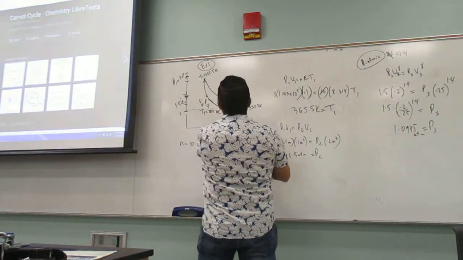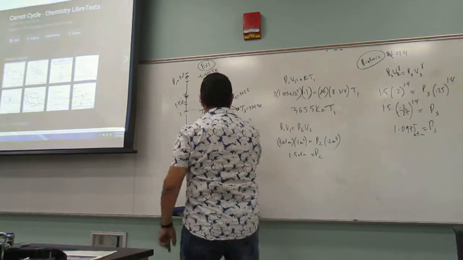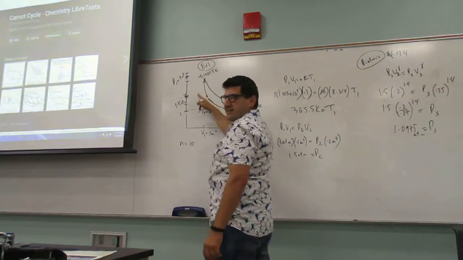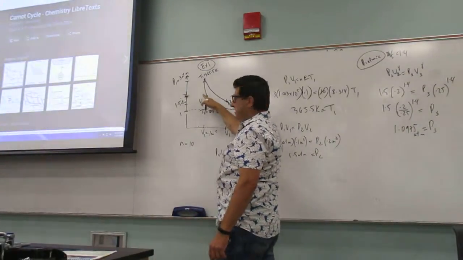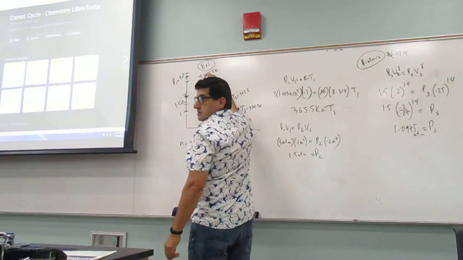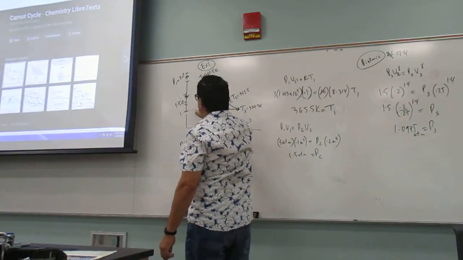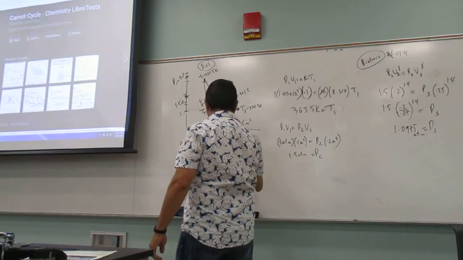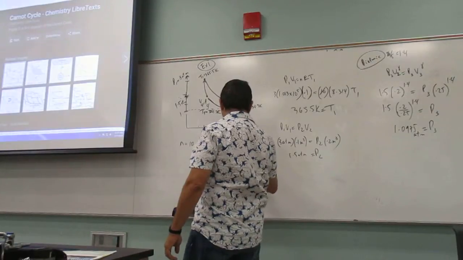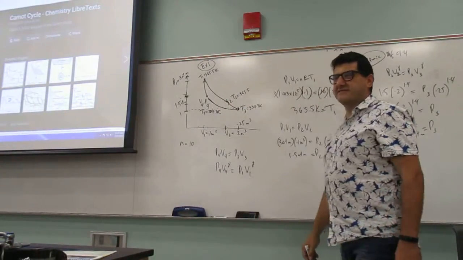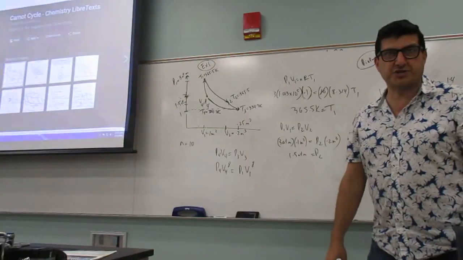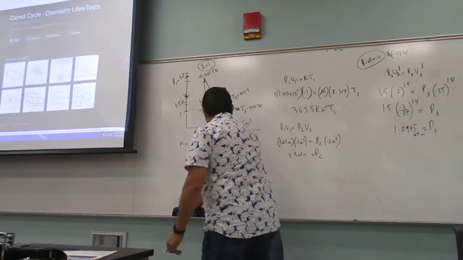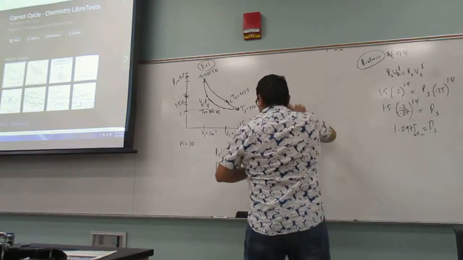P4, V4 needs to equal P3, V3, because that one was isothermal, right? But then from here to here, the other restriction is what? P4, V4 to the gamma is equal to what? P1, V1 to the gamma, right? So it must meet those two restrictions to be isothermal and then adiabatic, right? So now we're going to put these together. How do I do that?